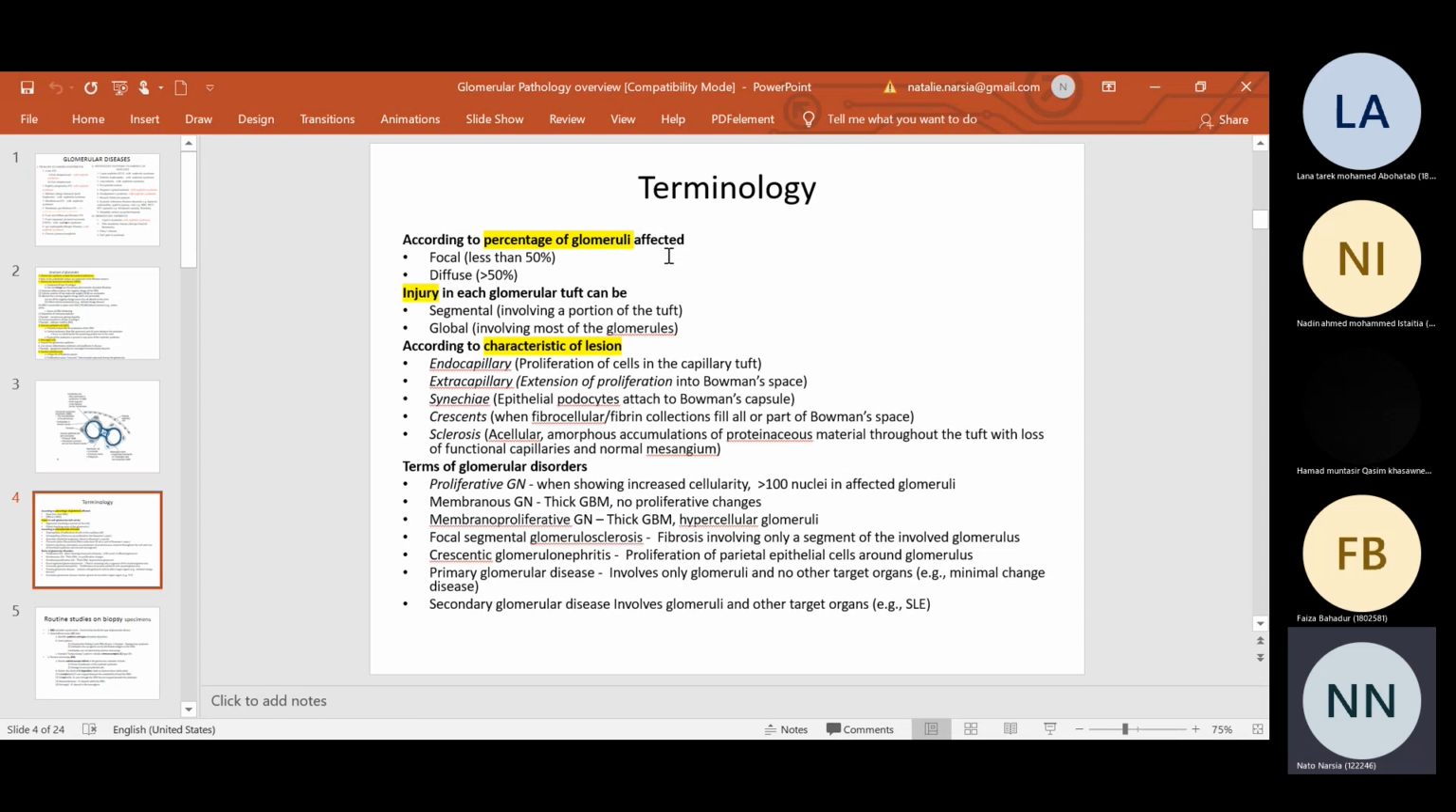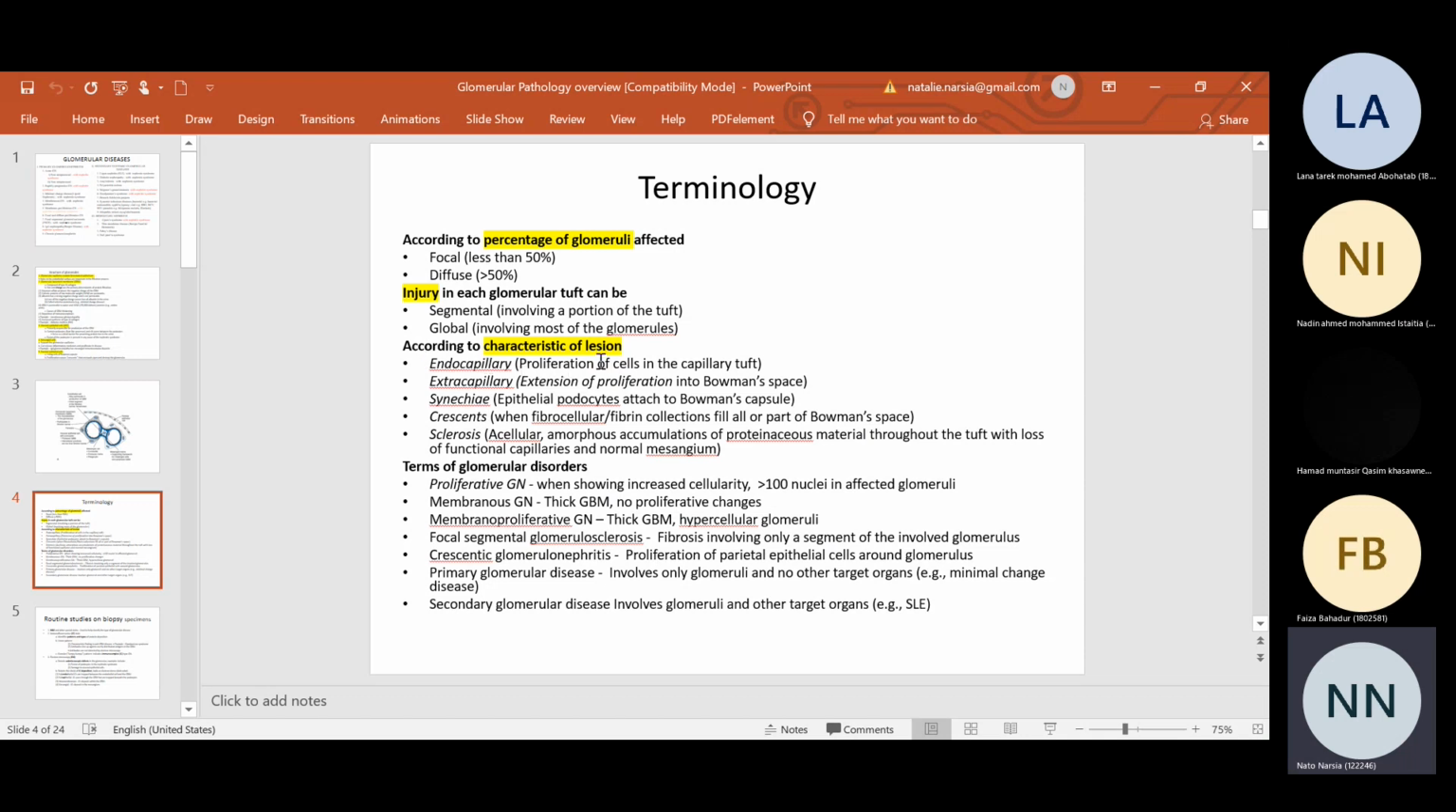Focal segmental is, segmental means when we talk about one glomeruli, okay? And in this one glomerulus, only segment of the glomerulus is affected, okay? Injury in which glomerular tuft can be, okay? So focal means amount of the glomeruli affected, and segmental or global means how big part of the glomeruli is affected. Okay, segmental means if you have only small part, a small portion of the glomeruli affected, and global means when whole glomeruli is affected.